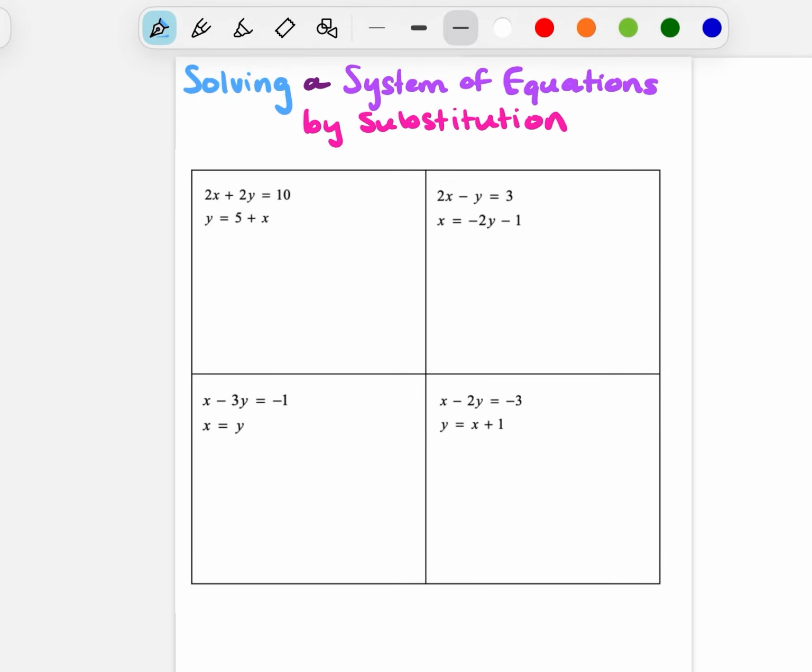Hi everyone, today I'm going to teach you how to solve a system of equations by substitution. As a reminder, a system of equations is two or more equations with two or more variables. For these, we're going to just work with x and y, and when we have two variables, x and y, we're going to have two equations to help us solve.